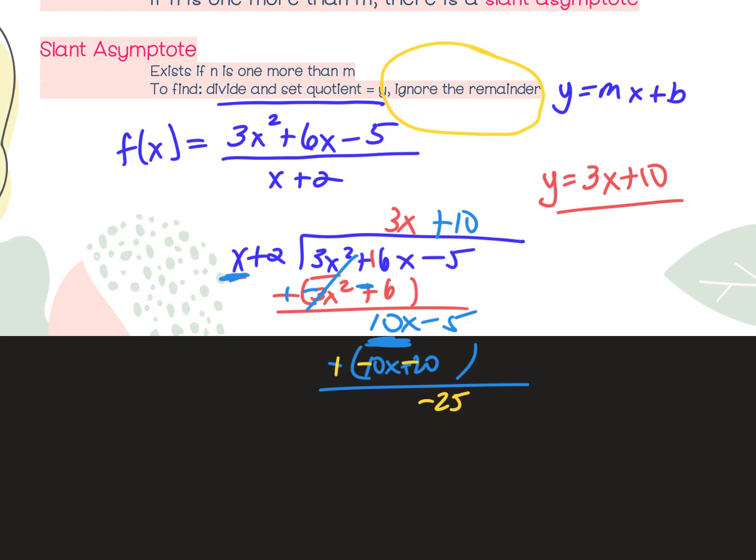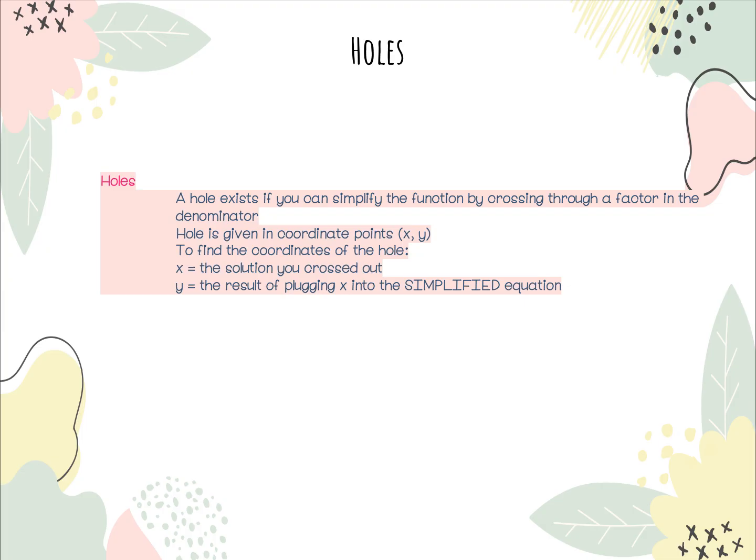All right, last thing to talk about is something called the hole. It says a hole exists if you can simplify the function by crossing out common factors. All right? You want to always factor your rational first. Every single time you start this, you want to make sure you can factor. If you have a common factor on the top and bottom, you have to deal with the hole first.